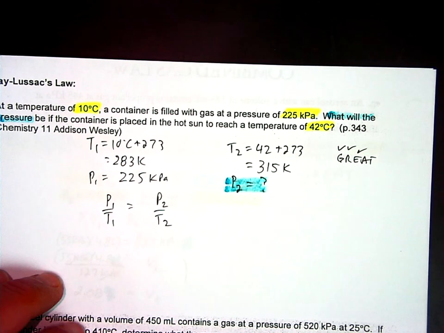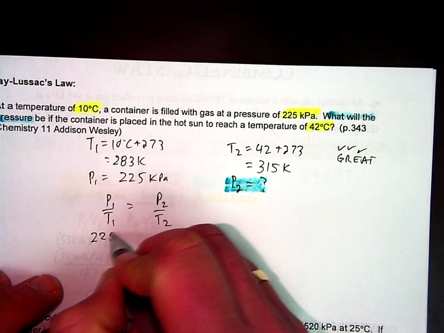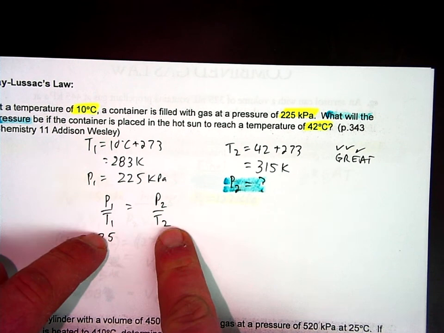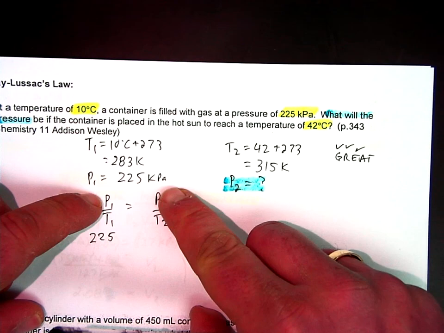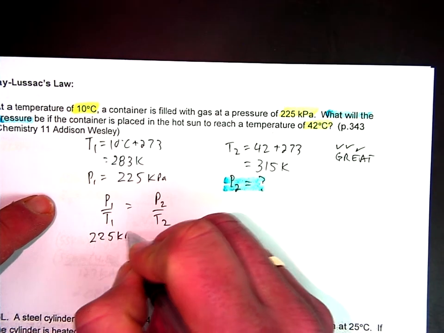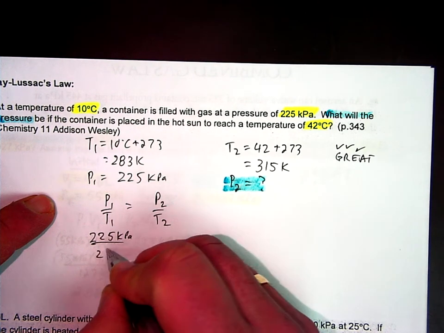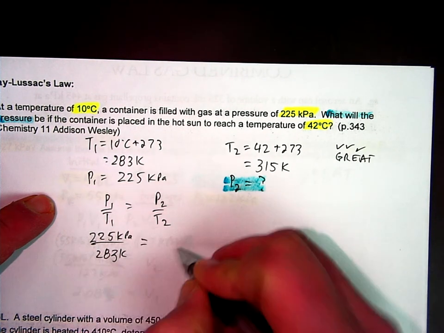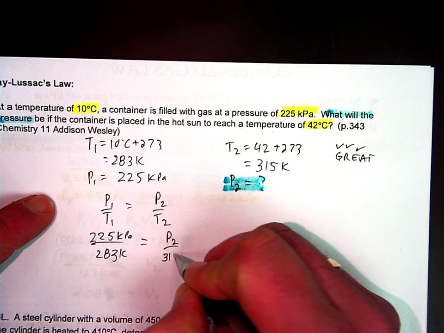Okay? Plug everything in. And these can be written upside down as long as they match, as long as the pressures are up on the numerator and temperature on the bottom. We could flip it. We're going to have temperature on the top and pressure on the bottom. Depends on what you're trying to isolate. Okay, so 225 kilopascals all over 283 Kelvin is equal to the new pressure, which we don't know, over 315 Kelvin.